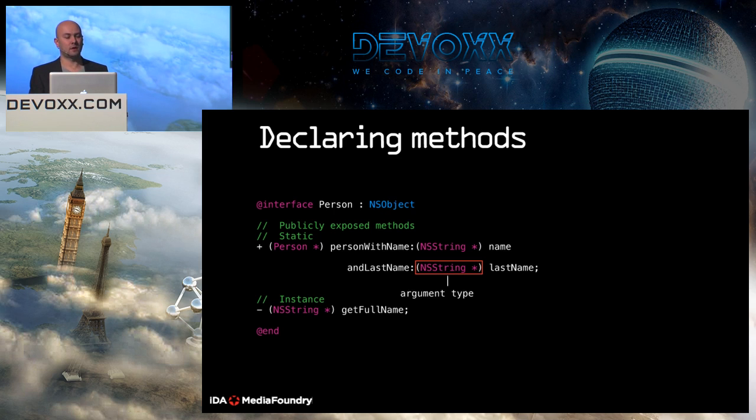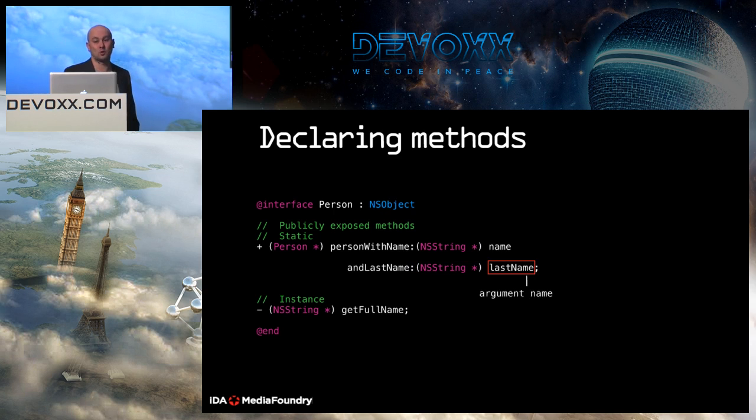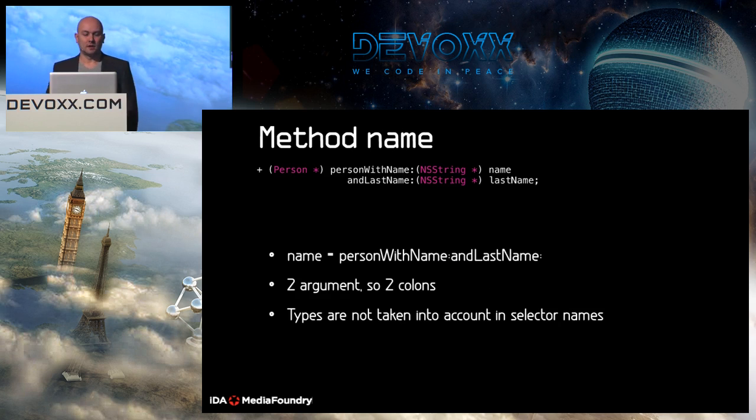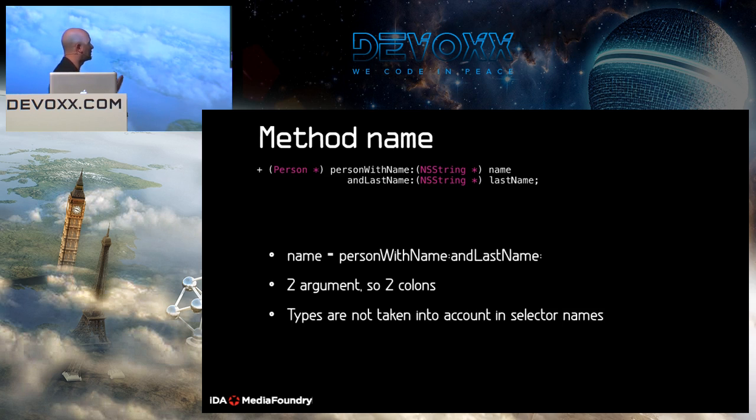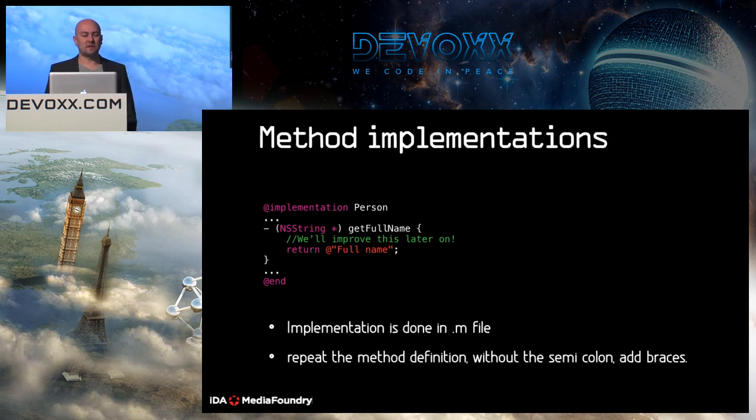And then you can also obviously have methods without any parameters, so you don't see a colon either. Then the method name, again, you have two colons in this case. So two colons means two arguments. And then the types are not taken into account, so don't bother adding a string or something there. It should be clear from the model that the name is a string and the last name is also a string.